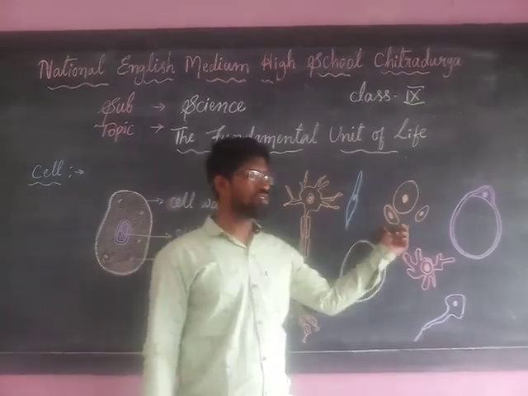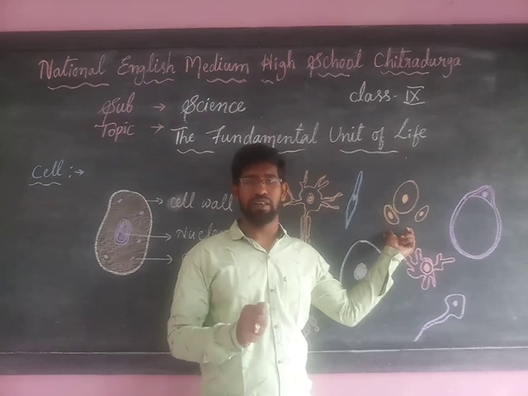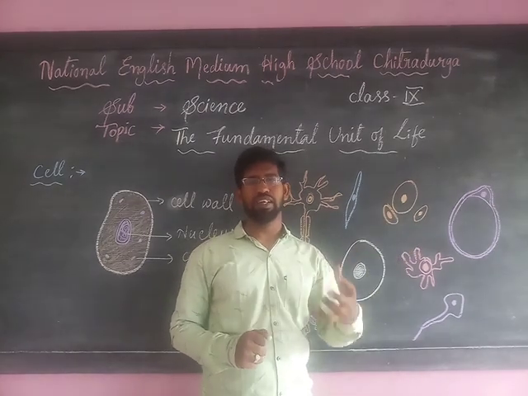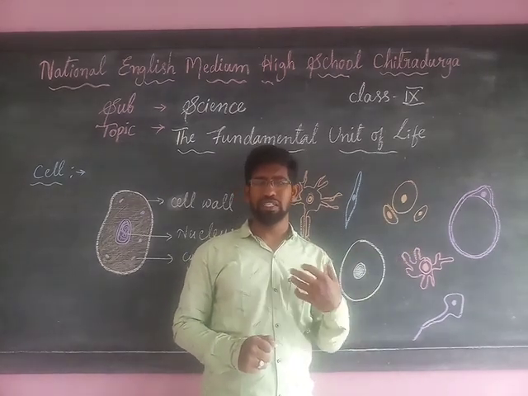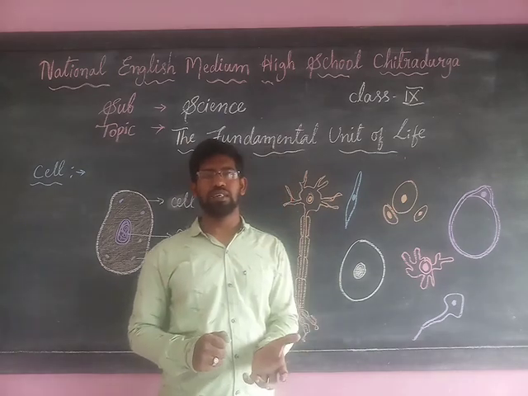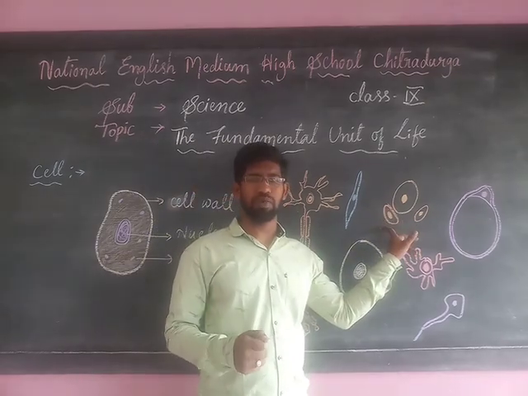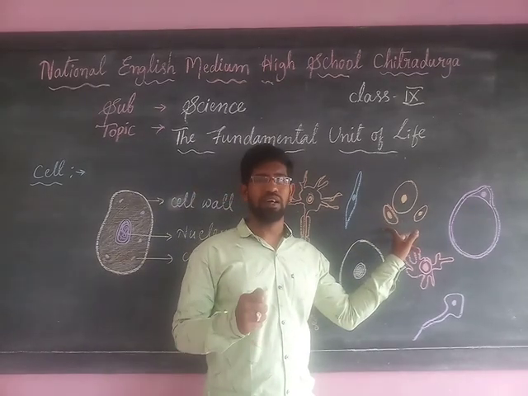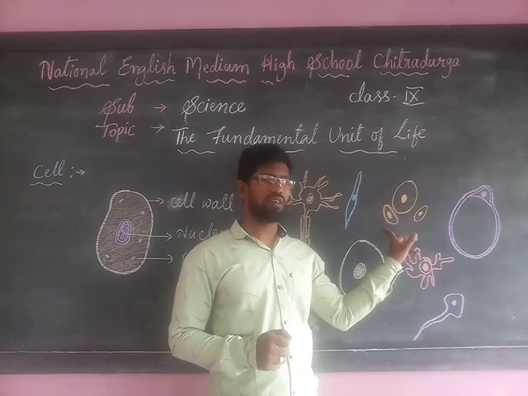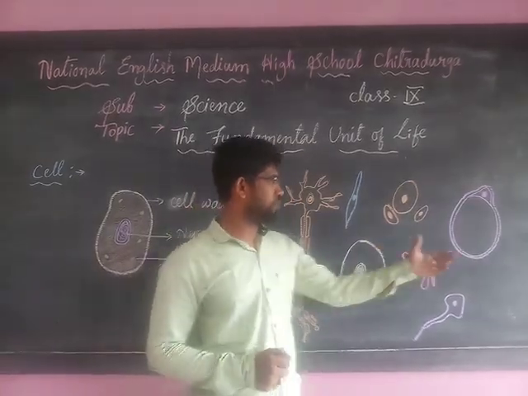Then next, we have a transportation system, which mainly includes blood. The blood receives and gives almost all the materials within the body. So blood also consists of cells called blood cells. Understood? These include white blood cells, red blood cells, and platelets. So they are called blood cells.